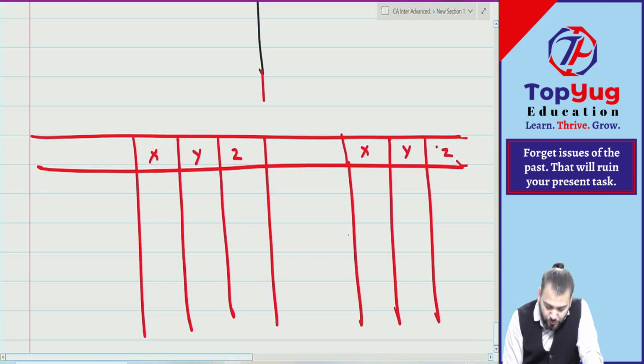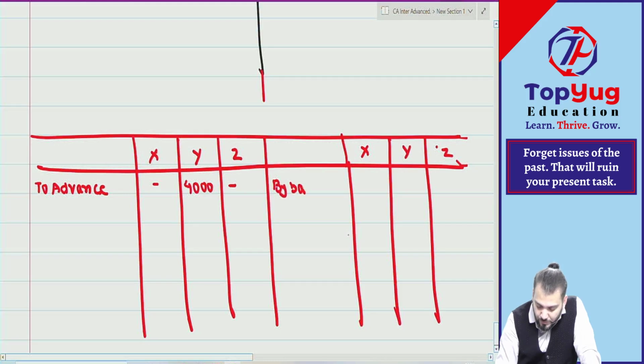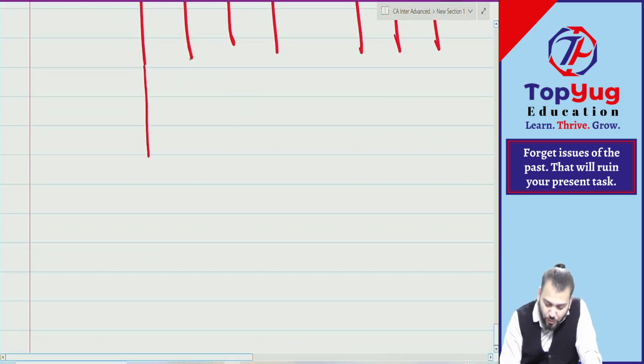So it is what? To advance, how much? It is 4,000. Y. Then capital by balance brought down, how much? 29,200. 10,800. 10,000. Correct. Then for the loan we will open a separate account.